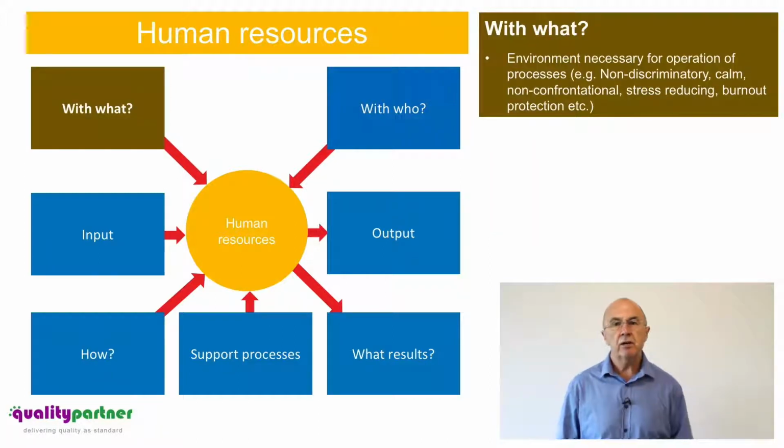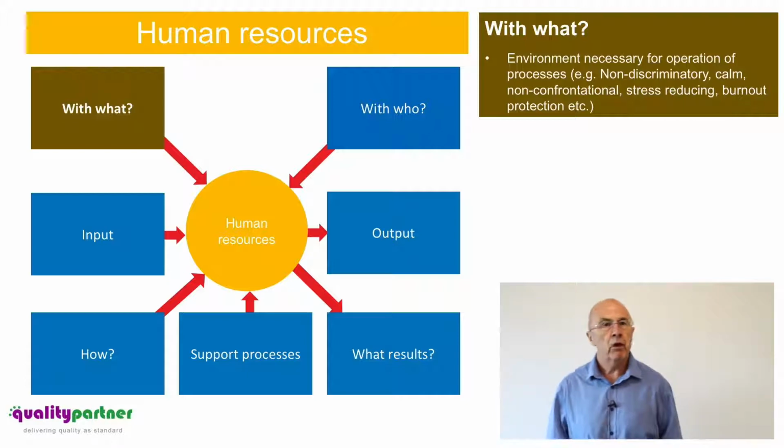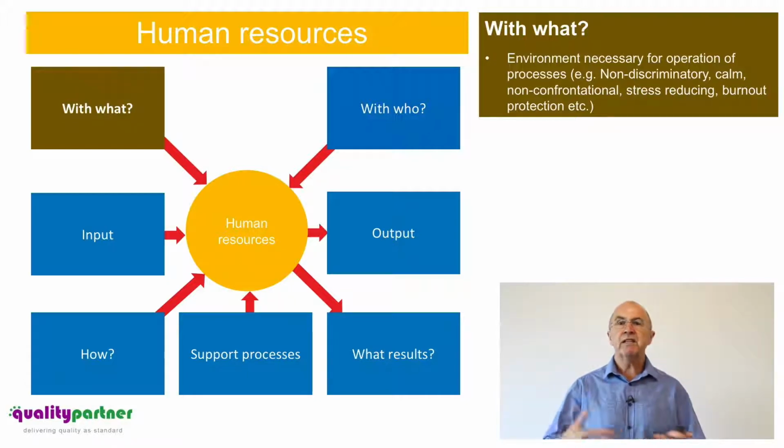So now let's take a look at the physical part of the human resource process. And there are some requirements that I've put within the with what box of the turtle diagram related to having the right work environment. Now, a lot of people, when they read the word work environment, just think about the physical aspects of the work environment, how the plant is laid out, how it's maintained clean, maybe using a 5S system. But within the ISO 9001 requirement, it broadens it beyond that.